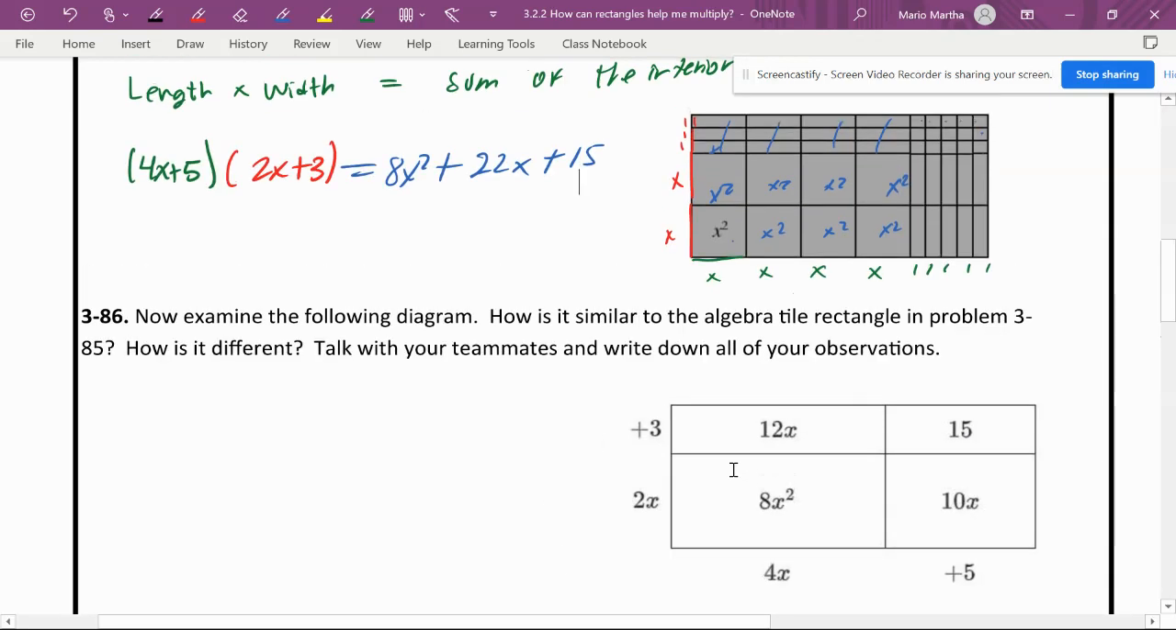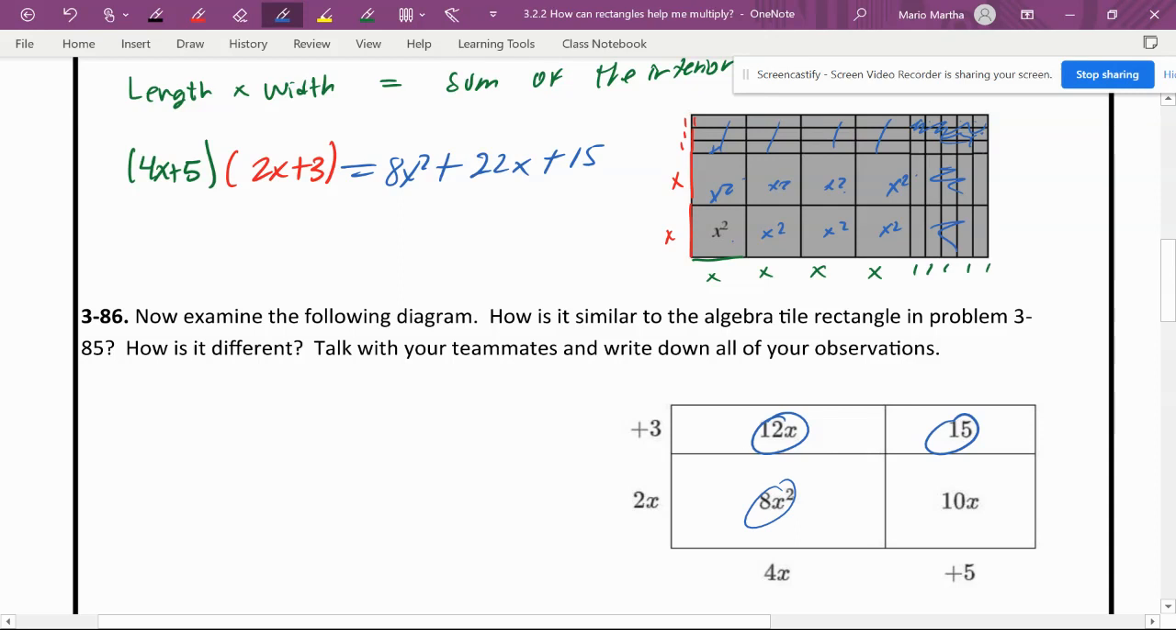So instead of me writing out 12 of the long of these, right? I just write the number 12x. It makes it a lot easier. Instead of me drawing 15 little square units here, I can just write the number 15. You see what I'm talking about? And then instead of me having to draw 8 squares that have the area x squared, I can just use the number. So again, those are the similarities, right?